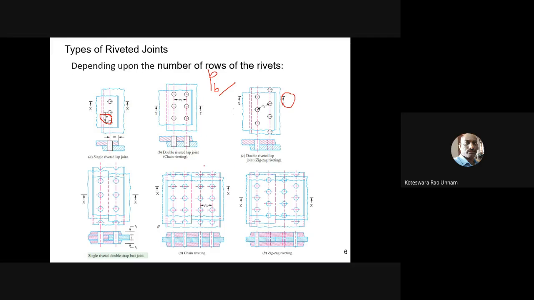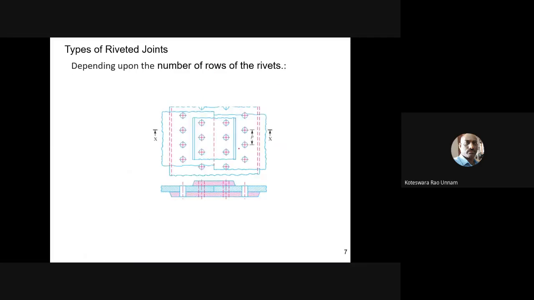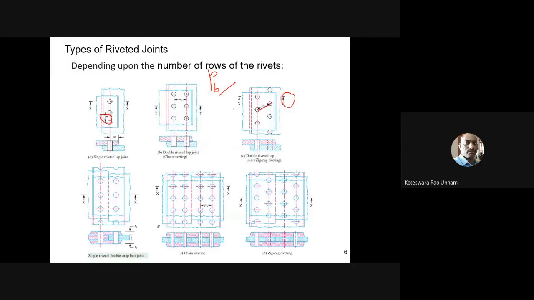Then you might see one more pitch in the definition, that is the diagonal pitch. You can see it here. This is what we call a diagonal pitch. This diagonal pitch can be defined only in case of zigzag riveting. In case of chain riveting, you cannot call this a diagonal pitch. Of course, you can call it, but in chain riveting we will define only the back pitch.